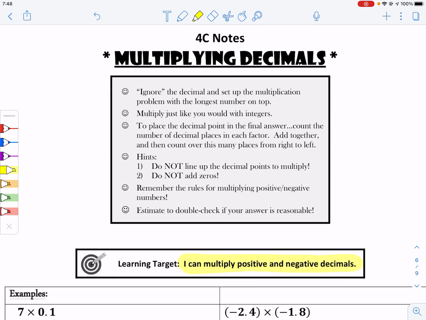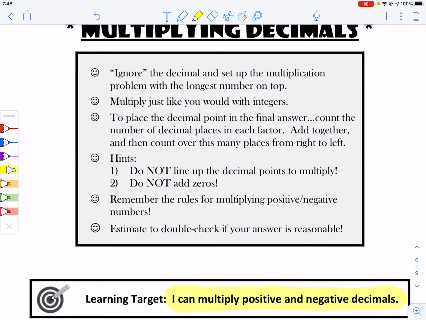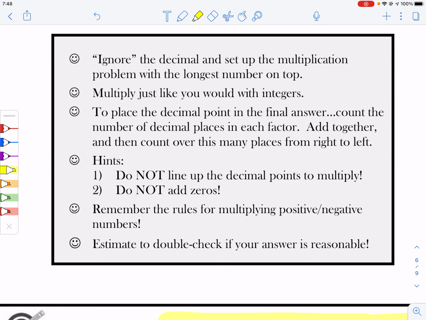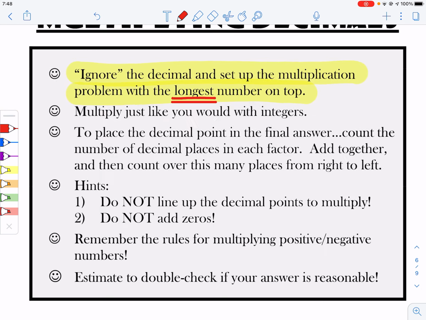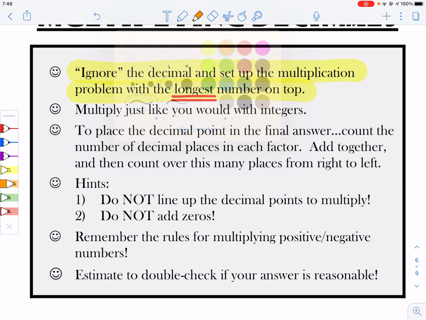Make sure you are following along with your notes that I have provided for you. This first bullet point, we're just going to highlight these as we read them together. So the first bullet point says, ignore the decimal and set up the multiplication problem with the longest number on top. By longest number, I don't mean biggest number. I mean the longest number, so the number with the most digits. Your second one says to multiply just like you would with integers, so multiply like normal.